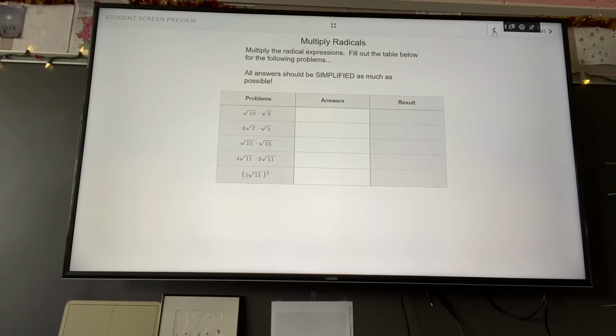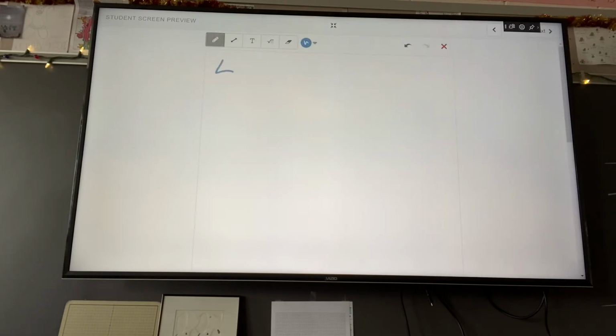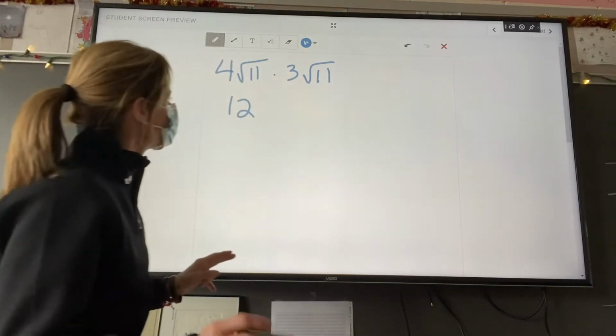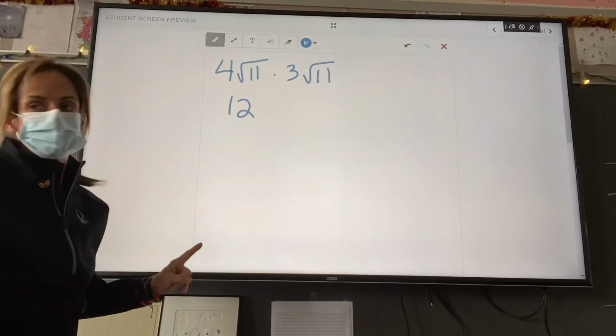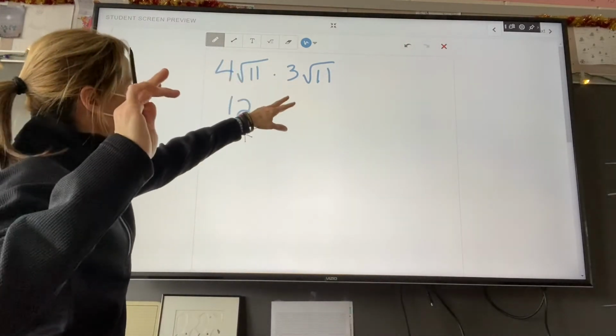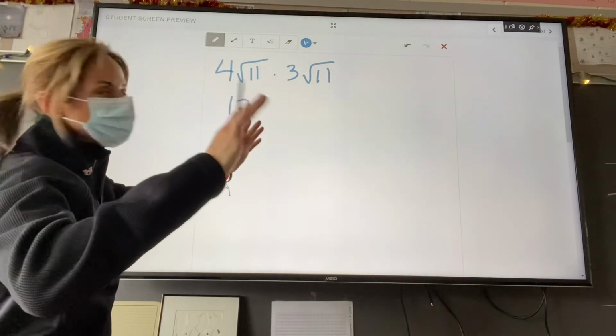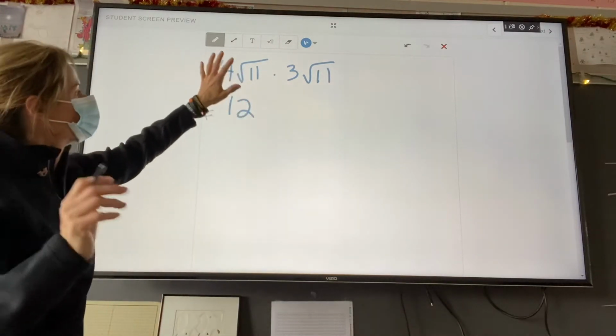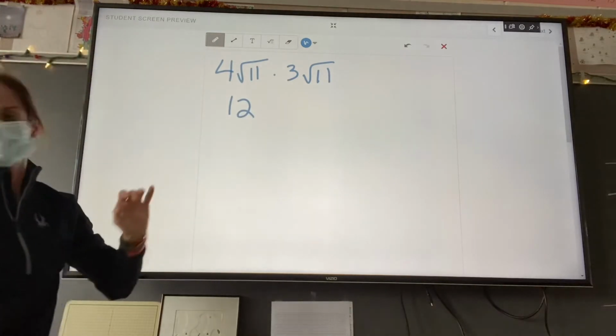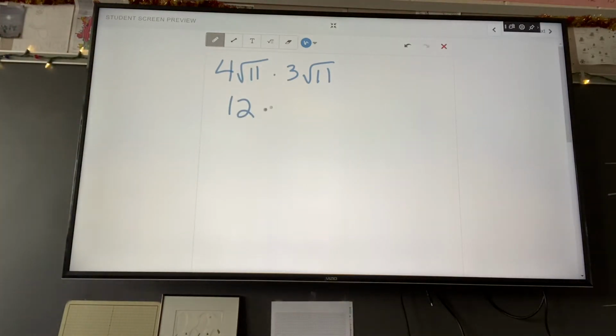Next problem, 4 root 11 times 3 root 11. Well, 4 times 3 is 12. And what's root 11 times root 11? 121. Well, remember we skipped that step? What's root 11 times root 11? It's just 11. So this is 12 times 11. What's 12 times 11? 132. So that's what you typed in. Good.